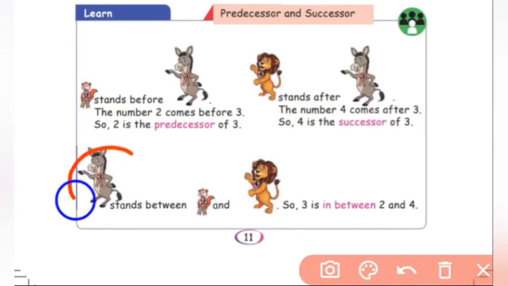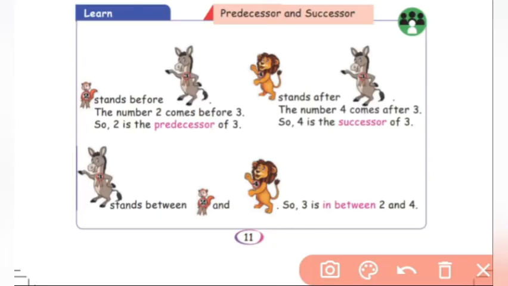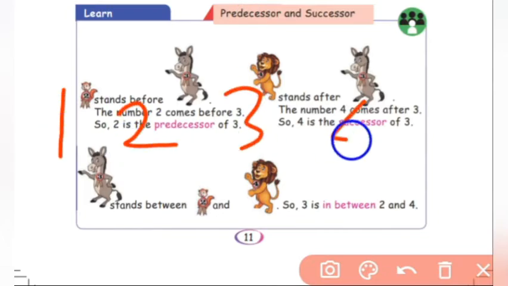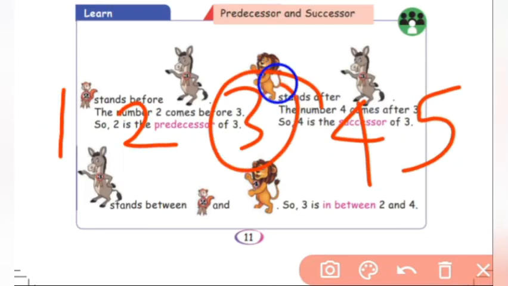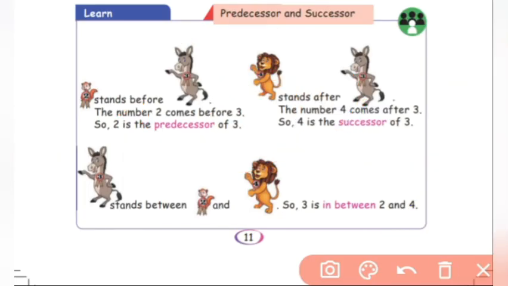See next one. Donkey stands between squirrel and lion. See, donkey 3, squirrel 2 and lion is 4. So 3 stands between 2 and 4. 1, 2, 3, 4, 5. See, 3 stands between 2 and 4. 2 க்கும் 4 க்கும் middle தான் 3 இருக்கு. So 3 is in between 2 and 4. 3 வந்து middle number of 2 and 4.